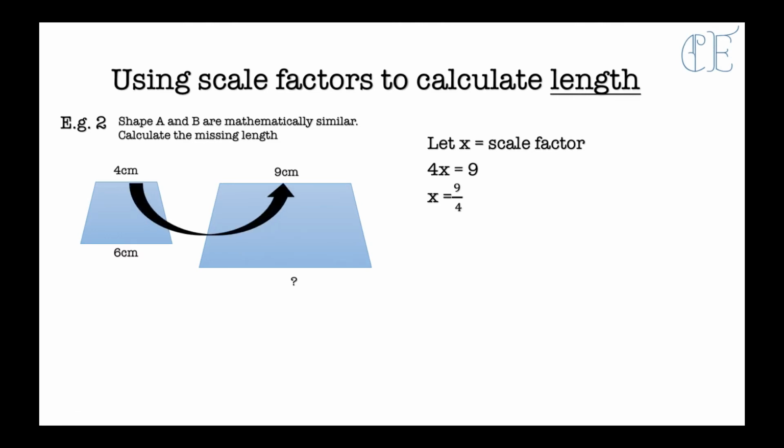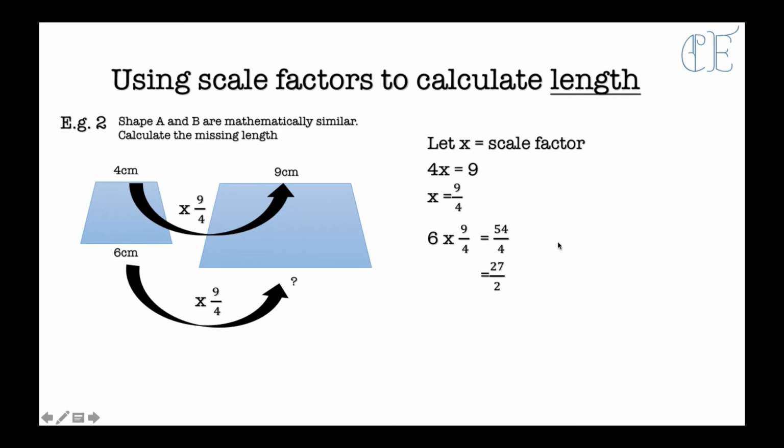That means that 4 times 9 over 4 gives us 9. So we can do 6 times 9 over 4 to find the missing length. 6 times 9 over 4 is 6 times 9, which is 54 over 4. We could write that as 27 over 2 or 13.5.